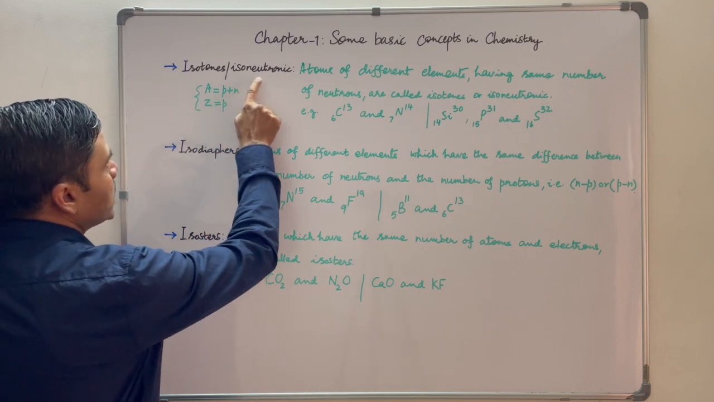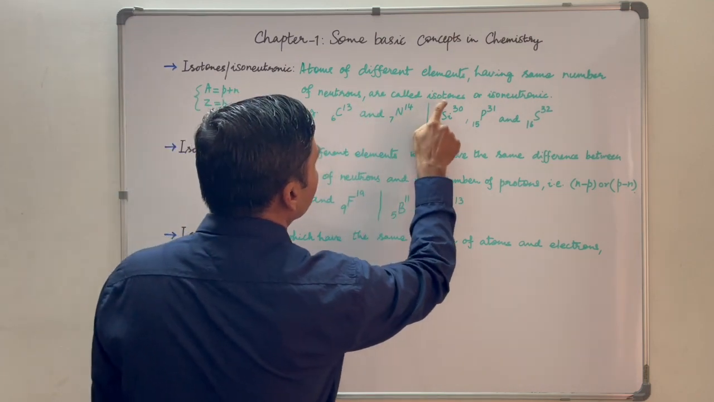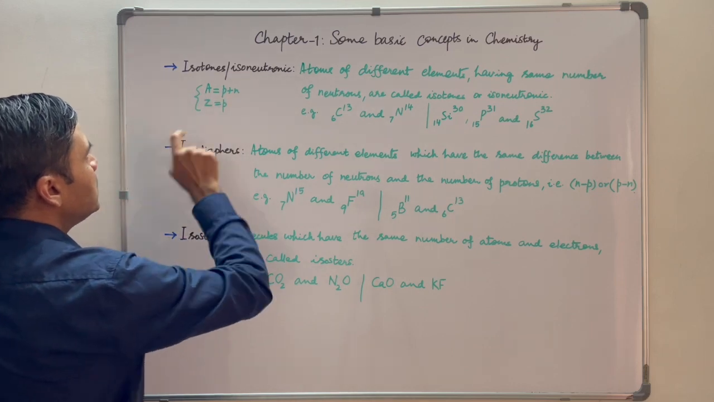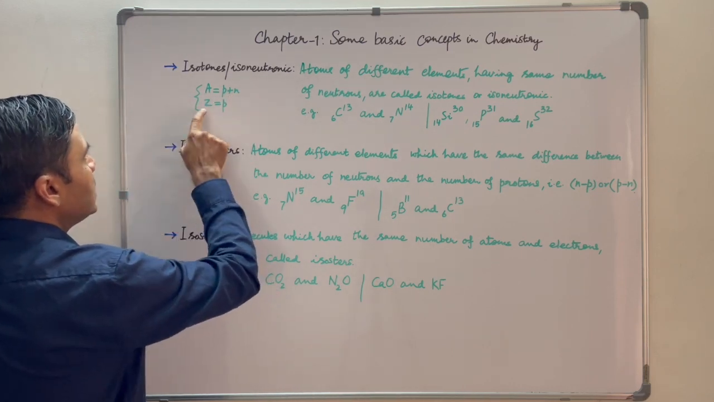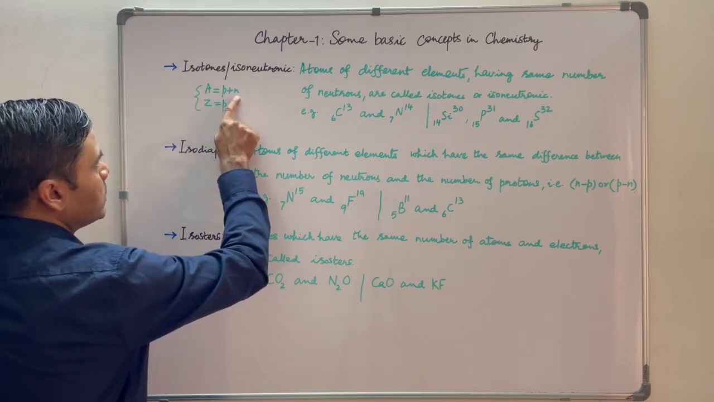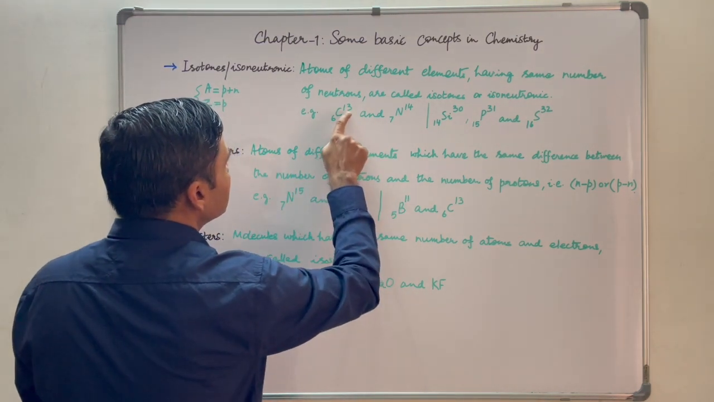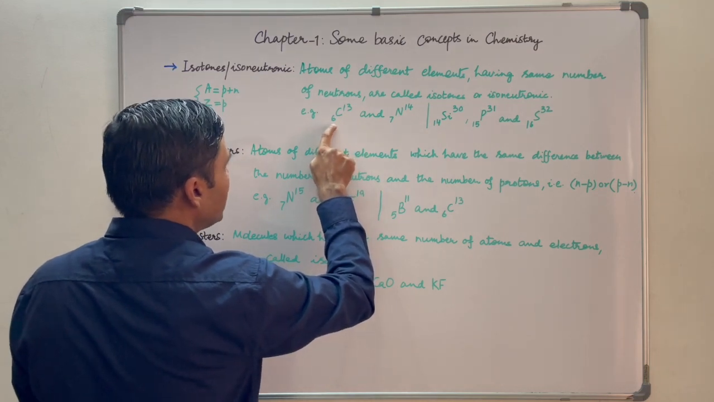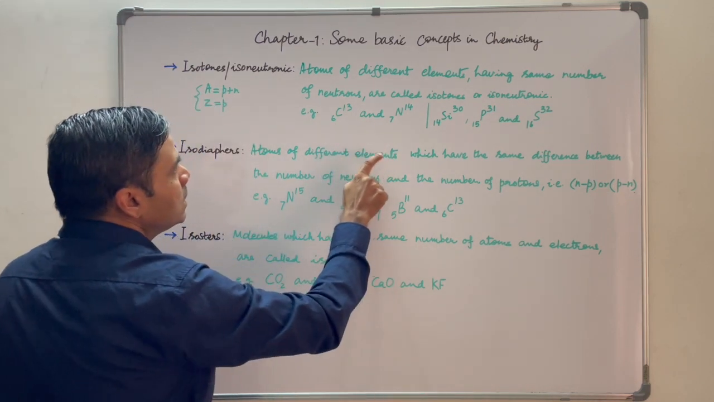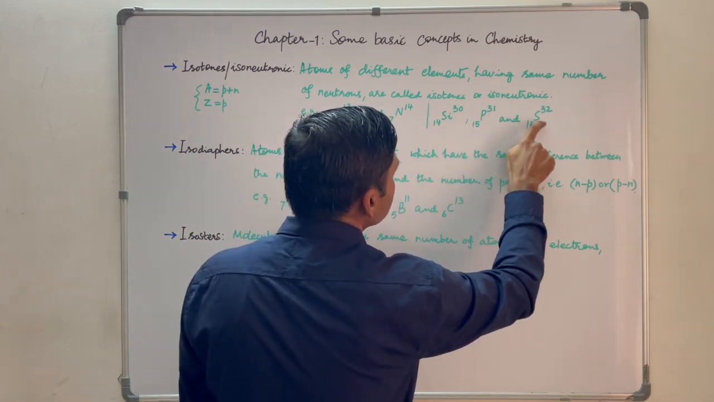Isotones are isoneutronic. Atoms of different elements having the same number of neutrons are called isotones or isoneutronic. You know that A is equal to P plus N, meaning number of protons plus number of neutrons, and Z is equal to P. So the difference of A and Z will give the number of neutrons. See in this example, 6C13 and 7N14. The difference is 13 minus 6 is equal to 7 and 14 minus 7 is equal to 7. So they are isoneutronic.